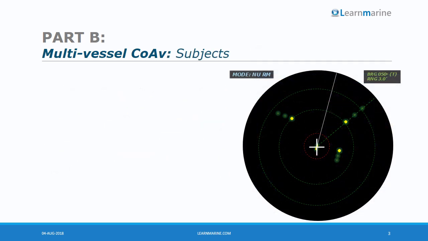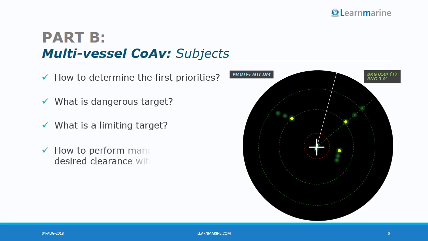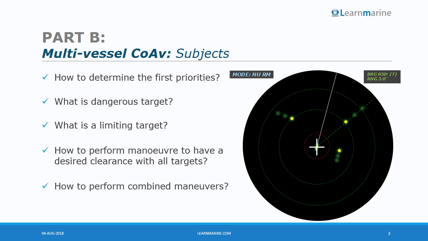In this chapter, we are going to find out how to determine the first priorities. What is a dangerous target? What is a limiting target? How to perform a maneuver to have a desired clearance with all targets? And how to perform combined maneuvers.